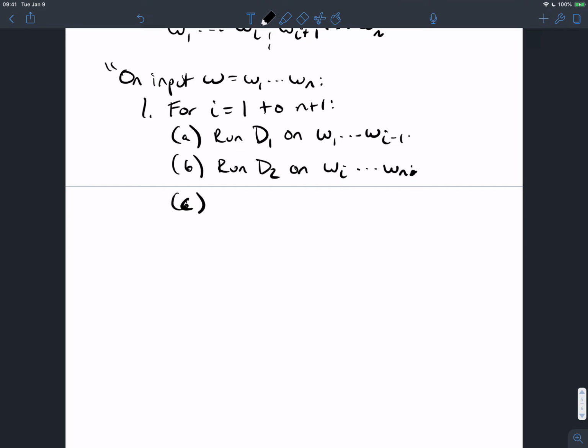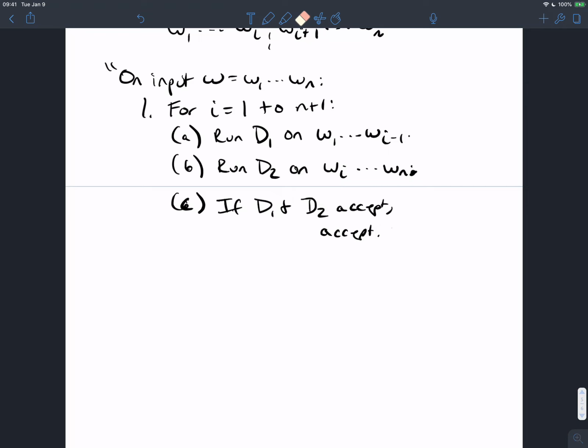So what if both of them say accept? Then is it in the concatenation? Yeah, because we just found a split. Could there be other splits that work? Yeah, certainly. But only one of them is needed here. So if D1 and D2 accept, then we accept.